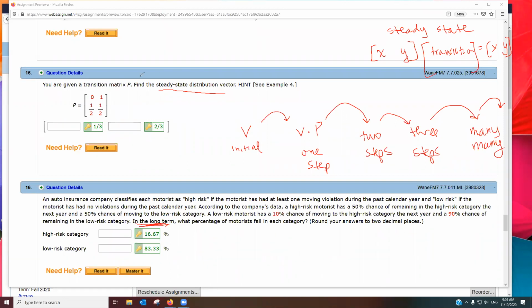And this is worked out in example 4 on page 560 in our textbook. So this is the idea. We want to find out what happens when you apply the transition matrix many, many times. And there's a shortcut way to do it, because I don't want to sit here and multiply by the transition matrix 100 times to see what happens. So let's do number 16. I think 16 will give us a good view as to what this procedure is.